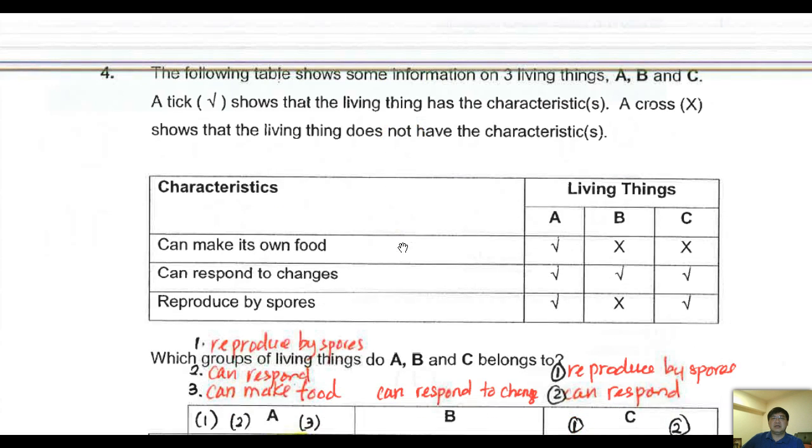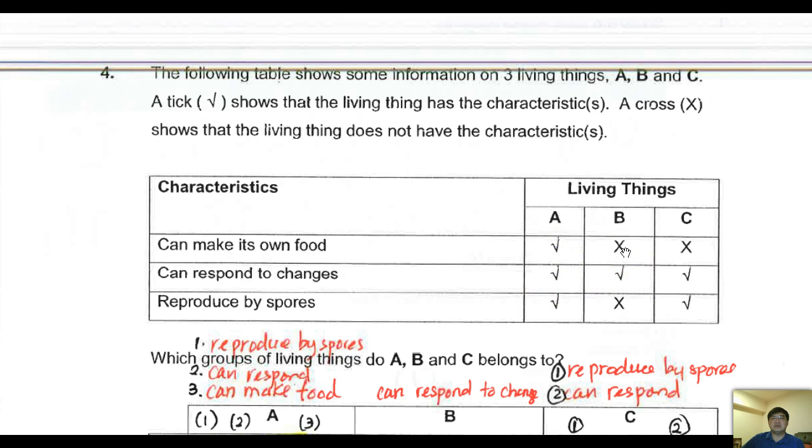Next, the following table shows some of the information of three living things, A, B, C, and their characteristics. A cross shows that the living thing does not have the characteristic. This tick shows that it has the characteristic. So for A, it can make its own food. Most probably A will be a plant. Can respond to changes, yes, a living thing. Reproduce by spores, a plant, definitely a non-flowering plant for A.